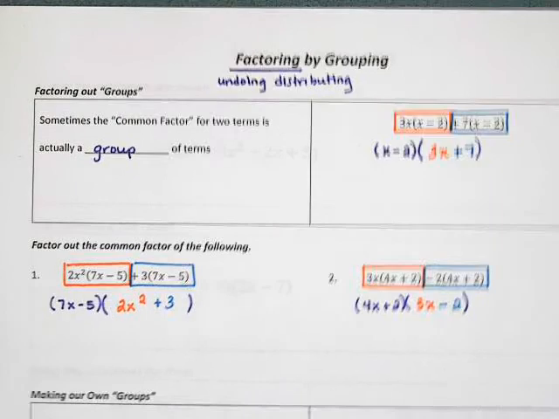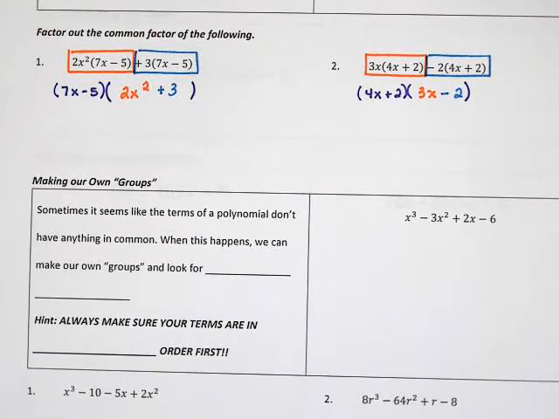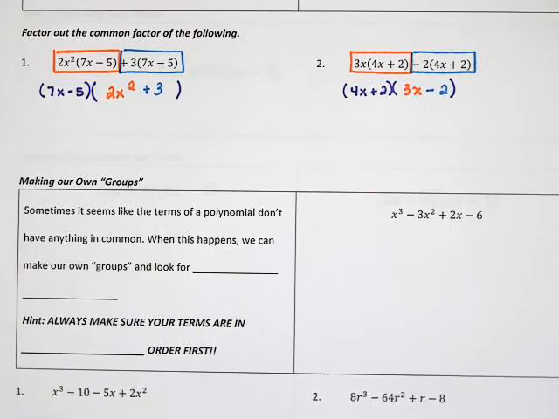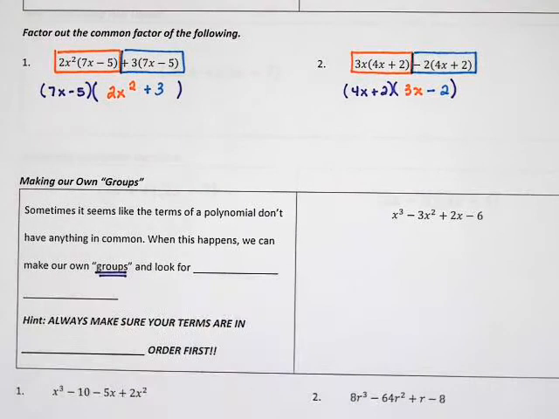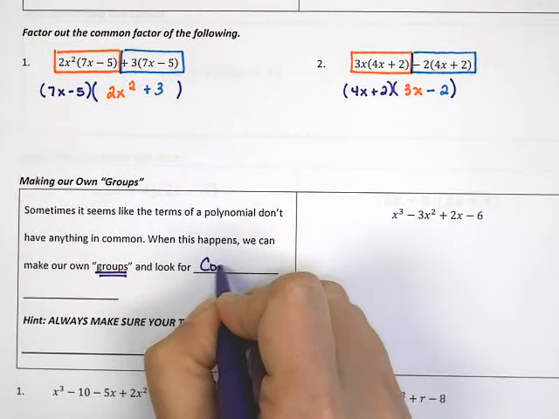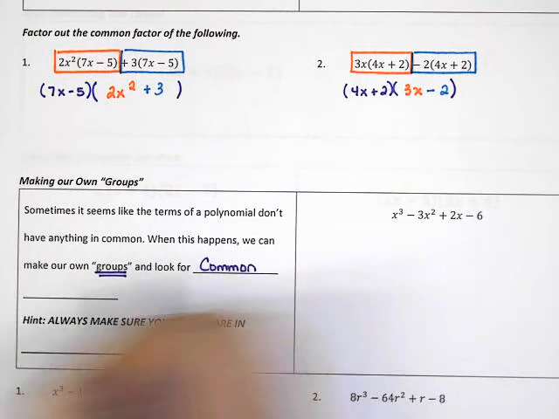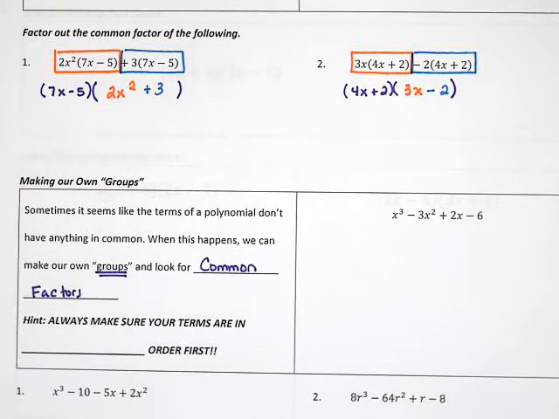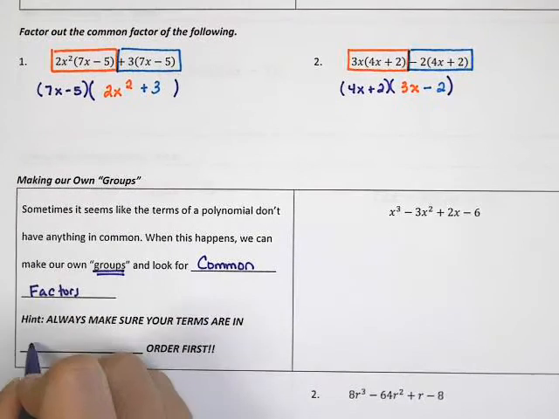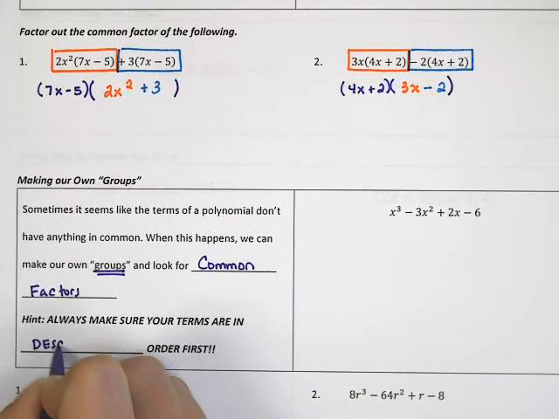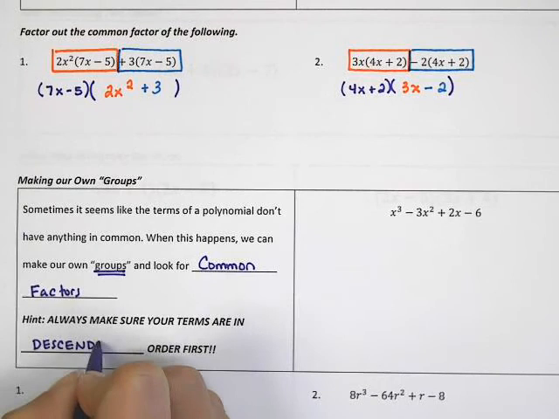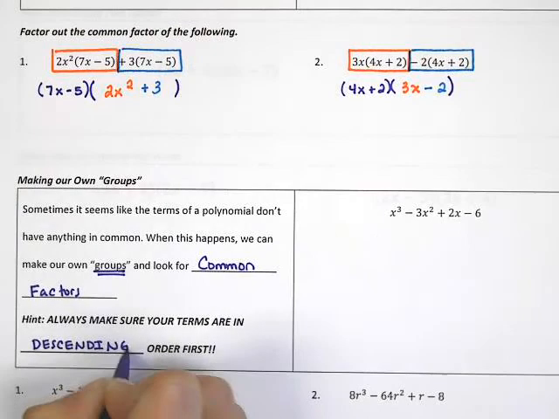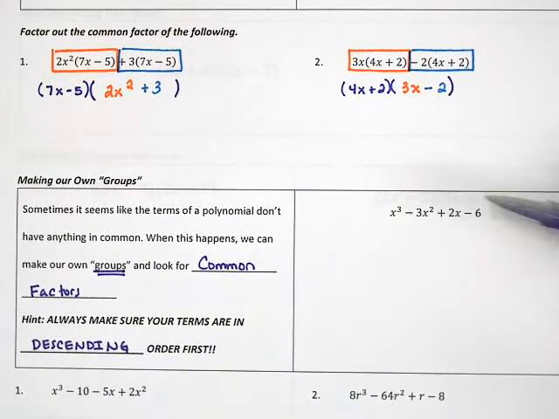Now, sometimes it seems like terms of a polynomial don't have anything in common. When this happens, we can make our own groups and look for common factors. Now, as a hint, you should always make sure your terms are in descending order before you start, or else this method sometimes has issues and it doesn't work. So let's take a look at this example.